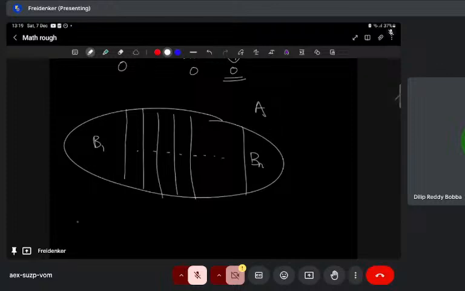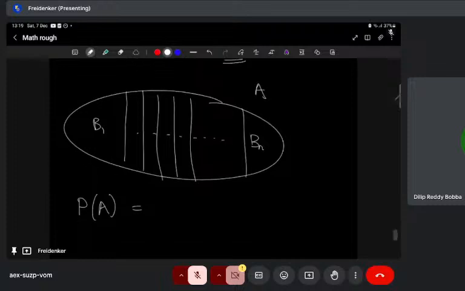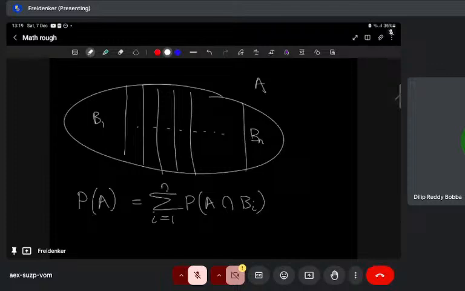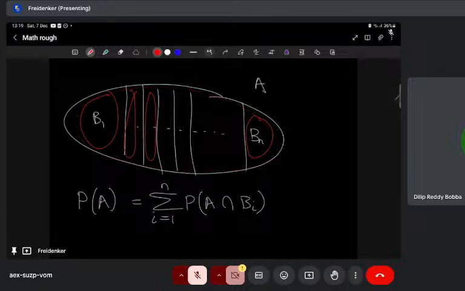So you want to find the probability of A. But I can write this as the summation of probability of A intersection Bi, with i going from 1 to n. What does it mean? A intersection B1 is this one, A intersection B2 is this one, A intersection B3 is this one, and so on. I keep adding until A intersection Bn. So finally, I'll get my A only. So I can write it this way. There's no problem.